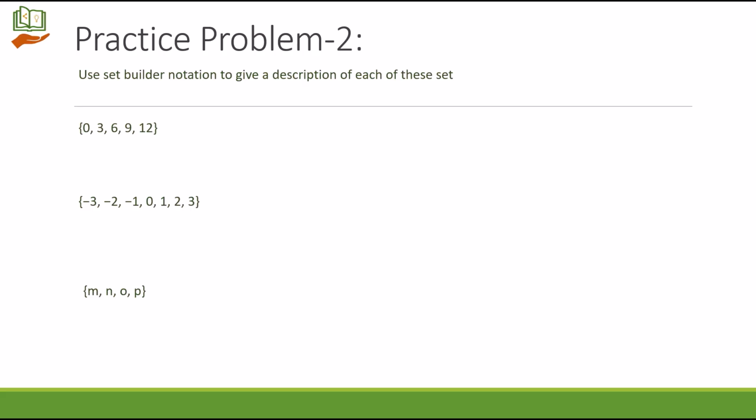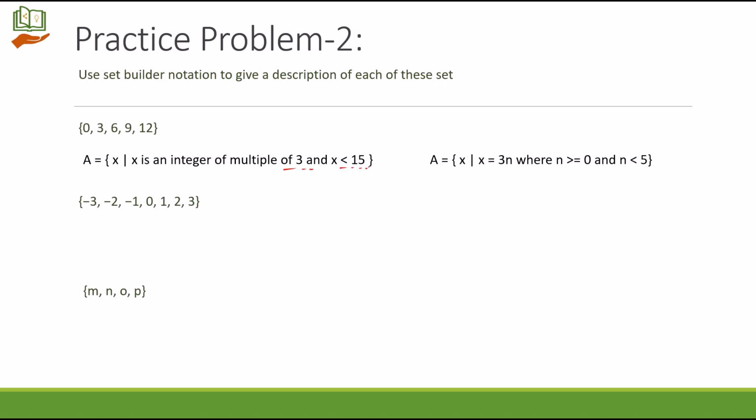Another way is from x is equal to 0 to 4, you are just multiplying 3 into x. This is what we can say. Let's see, x is an integer of multiple of 3 and x is less than 15. This is our first interpretation. The second interpretation is x is equal to 3 into n. The n value will be 0 to 4: 0, 1, 2, 3, 4.